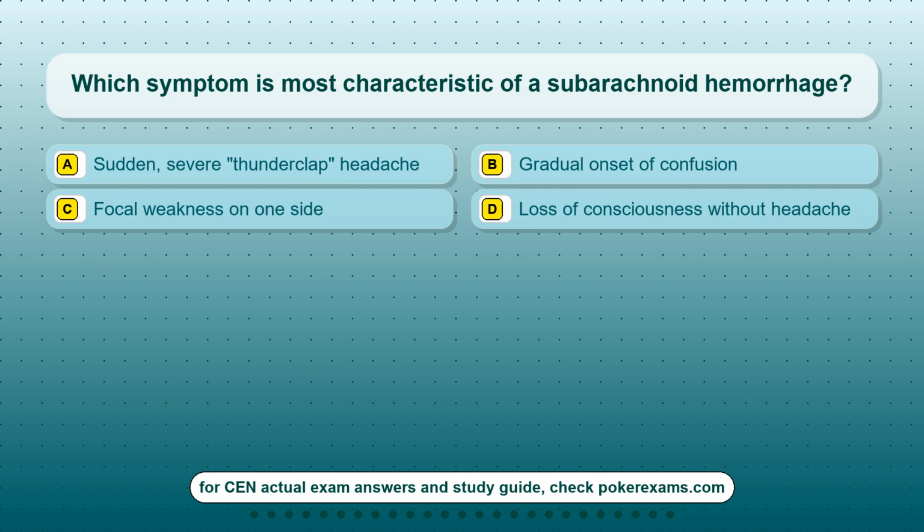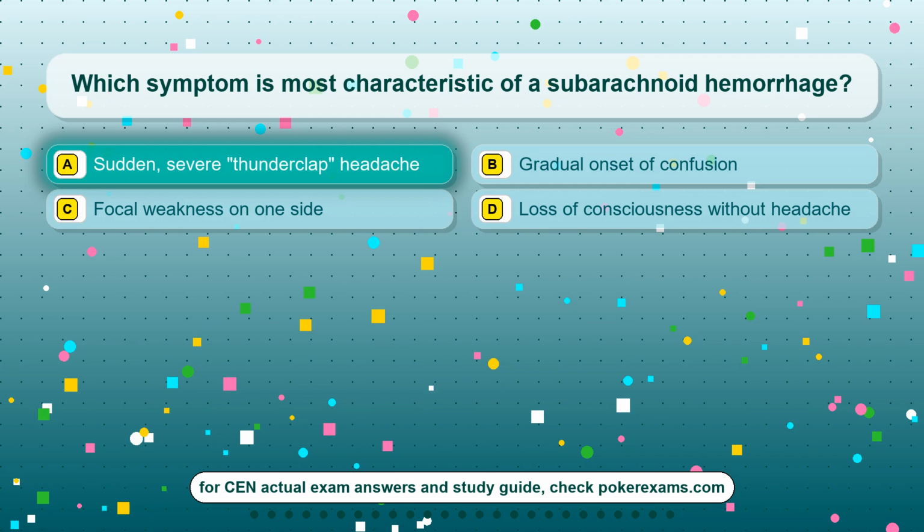Question 17. Which symptom is most characteristic of a subarachnoid hemorrhage? Option A. Sudden, severe thunderclap headache. Option B. Gradual onset of confusion. Option C. Focal weakness on one side. Option D. Loss of consciousness without headache.